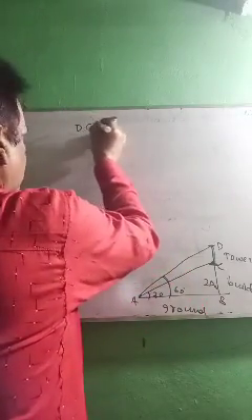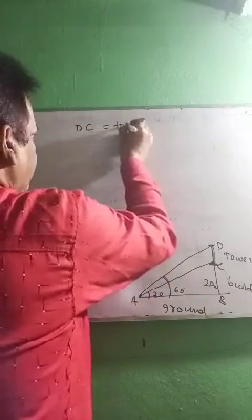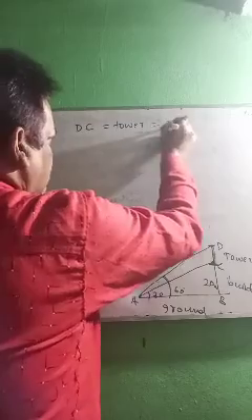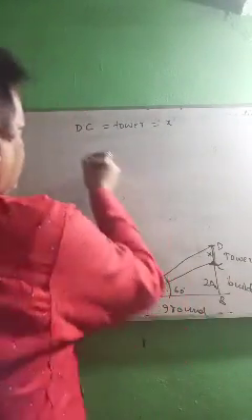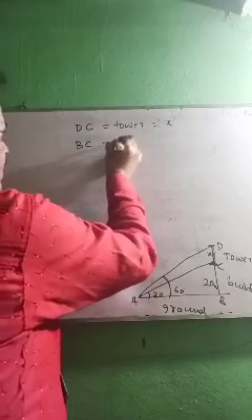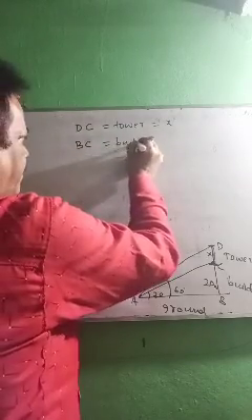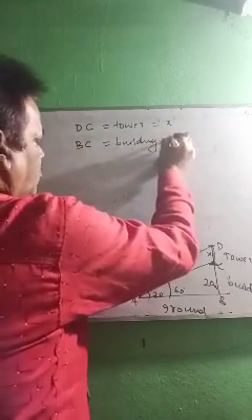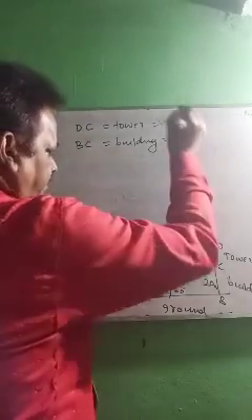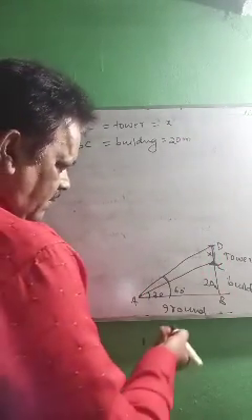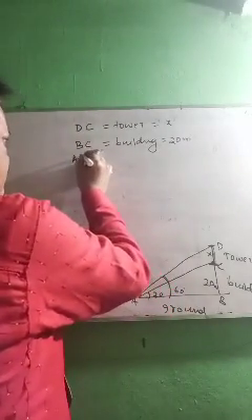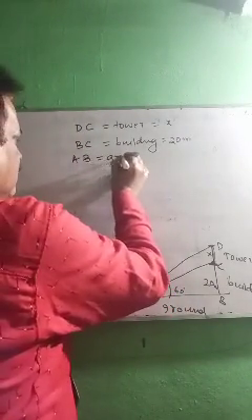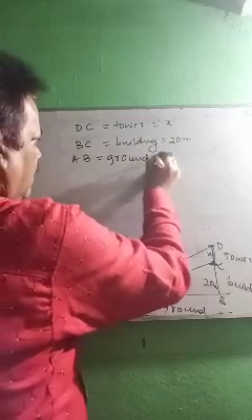So you can write DC, that is tower, that is X. So I have taken this one as X. BC, that is building, that is 20 meter. Okay. Rest not given. AB is ground, that is suppose Y.